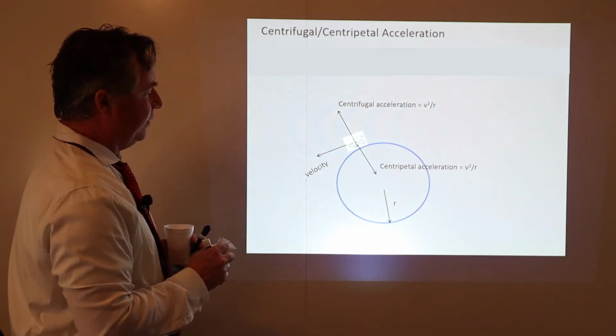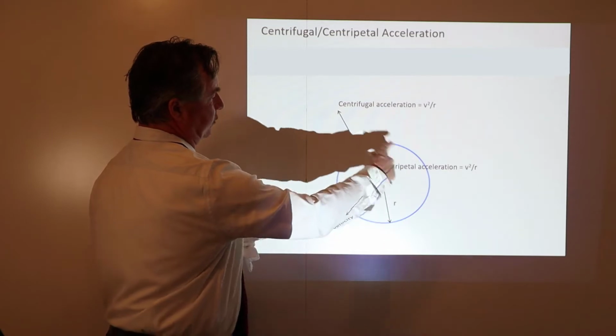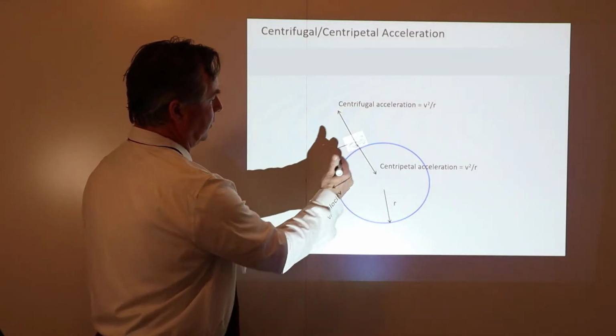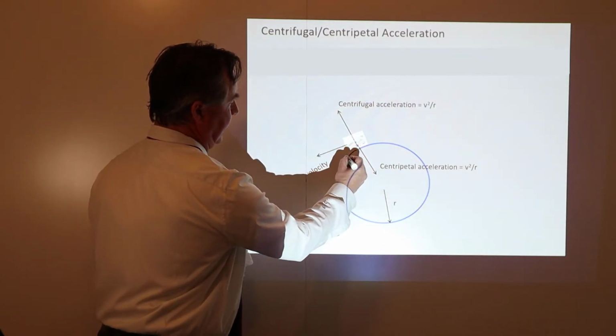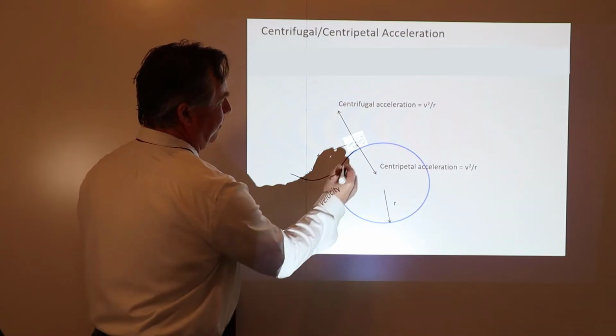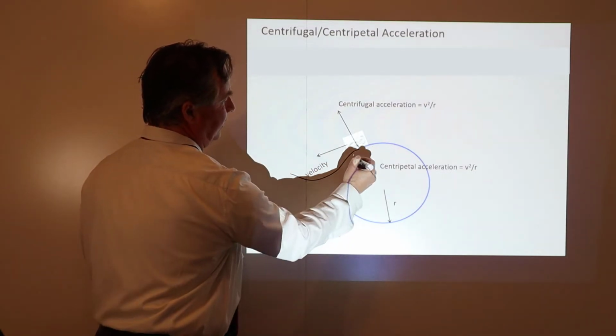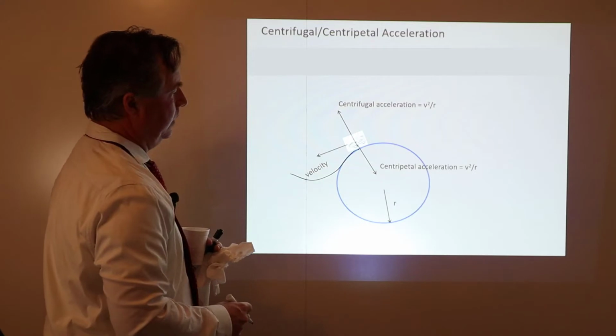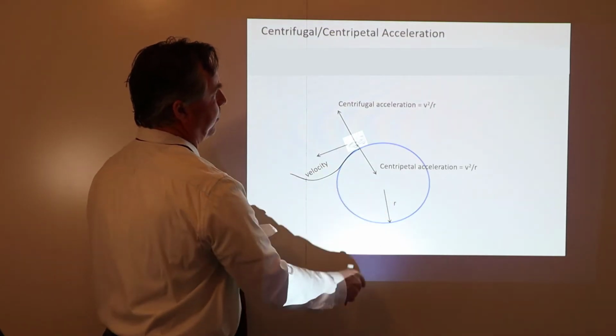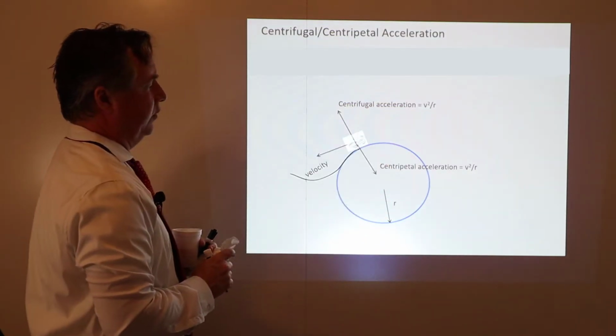Now, the reality is it's pretty rare for a roller coaster to travel in a circle. More likely, it's going to be doing something like this. Right? But at this instant, it will be moving in a circle of this radius. And this radius is very important so that we can compute the centrifugal acceleration.